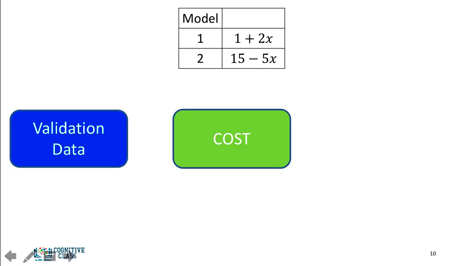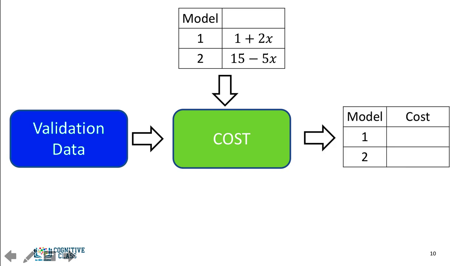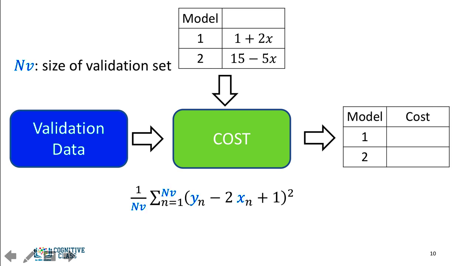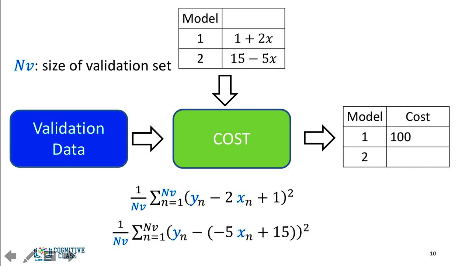Let's clarify this with an example. We use our validation data to compare two models. We do this by calculating the cost or total loss on each model. Let NV be the size of the validation set. We use our initial cost function with the first model, and we get a cost value of 100. Then we test our second model, and we get a cost value of 50. We then select the model with the lowest cost on the validation data. In this case, it's model 2.